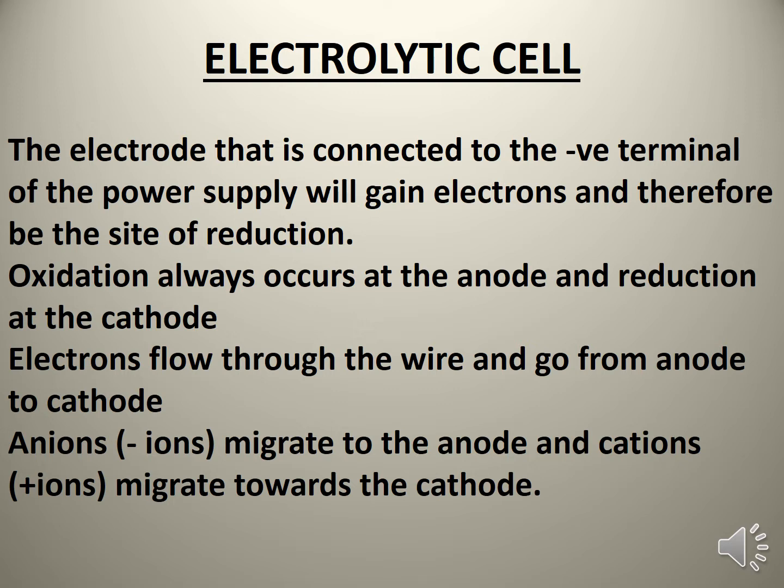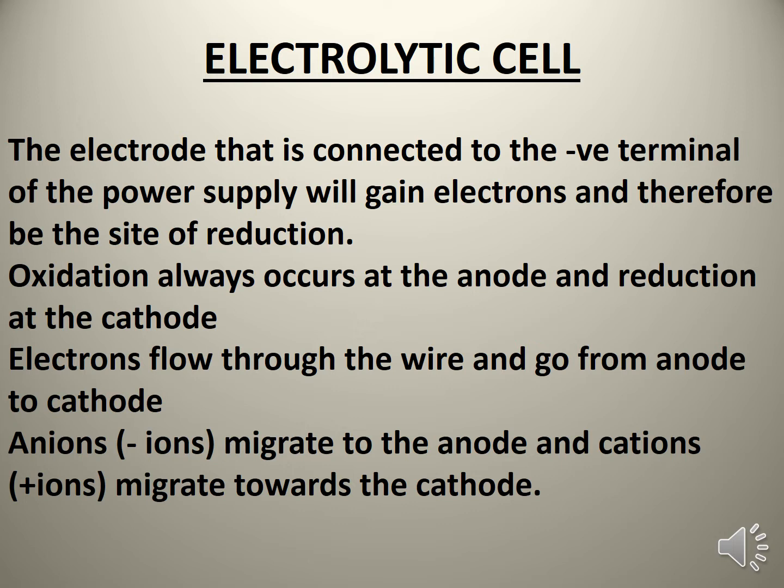So we are going to use two electrodes. One is anode at which oxidation, meaning loss of electrons, will occur, and at the other electrode, that is known as cathode, reduction, meaning gaining of electrons, will occur. Electrons flow through the wire and go from anode to cathode.